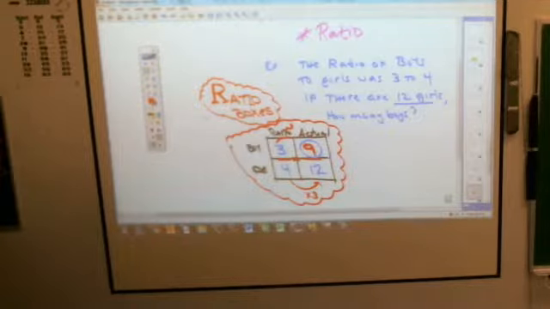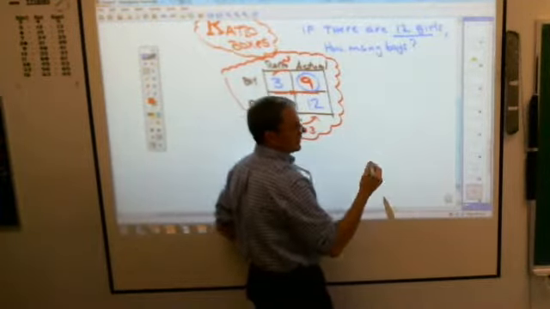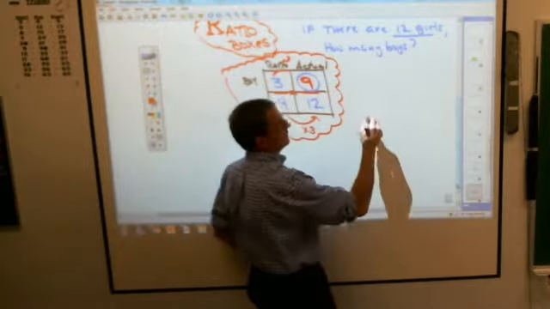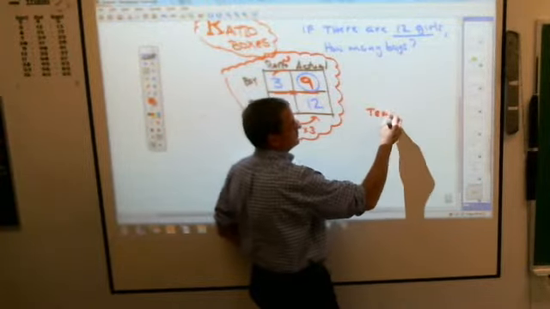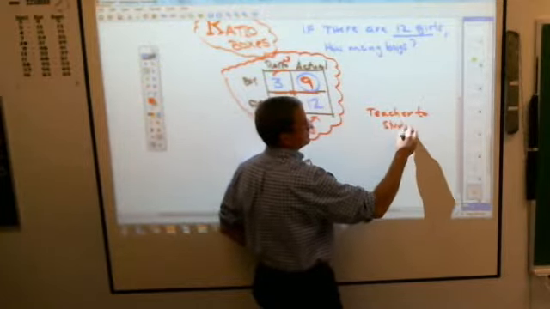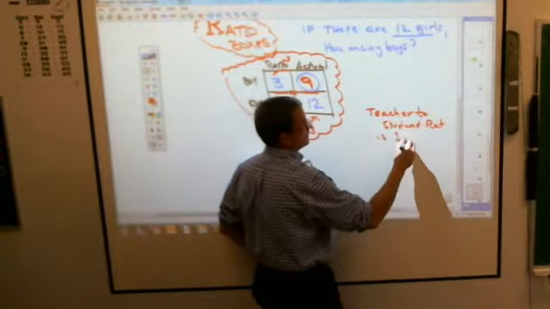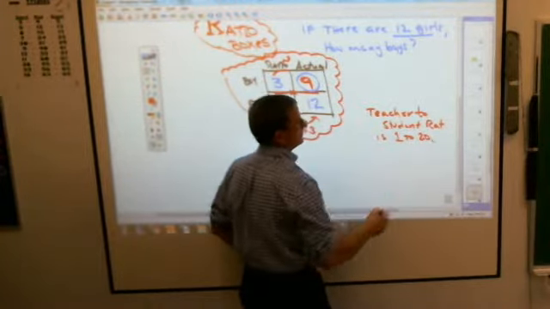Ready for another? Yes, there are. The teacher to student ratio is 1:20. Unless you're in Chicago, that's like 1:30. Maybe 1:40. Teacher to student ratio is 1:20.